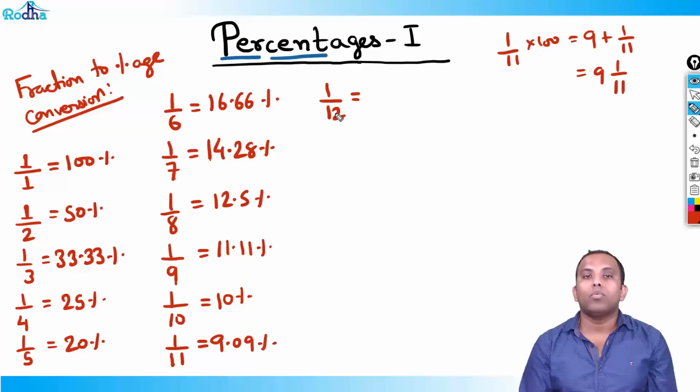Now 1 by 12. How much is 1 by 12? Again, 12 is not a prime number, so we can connect with a previous value. 1 by 12 is half of 1 by 6. What is 1 by 6? 16.66%. Half of 16.66%.